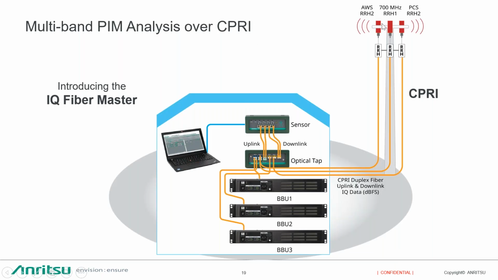So let's look at a scenario where we can do that. Here are my 3 bands up top of the tower. The radio heads connect through the CPRI link. If we can tap using an optical tap into that CPRI link, maintain the communication of the entire network, and then use the downlink and uplink data to do our PIM analysis, this is the ideal scenario. And this is a product that we're introducing called the IQ FiberMaster, to be able to do that multi-band PIM analysis without having to do the tower climb. So let's get into this a little bit.